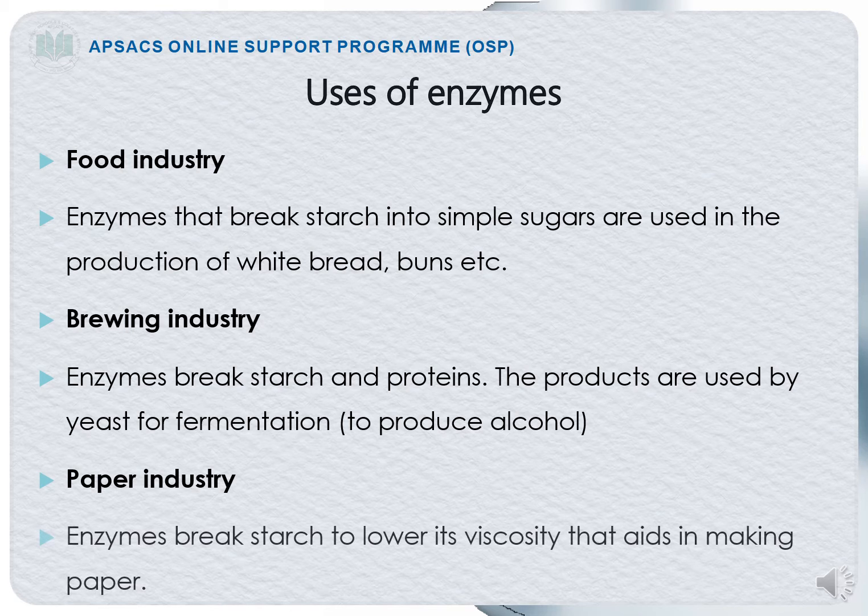Paper industry. Enzymes break starch to lower its viscosity that aids in making paper. Now, enzymes also help in breaking of starch, and when the starches are broken down, they will lower the viscosity. What is meant by viscosity? Viscosity is anything that is thicker, right? Like you can see the honey, its viscosity is more than the water. So, when viscosity is lower, it will be helpful in making paper.